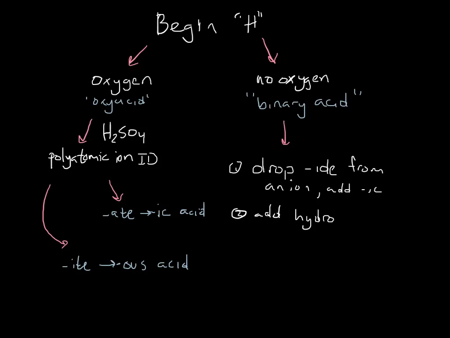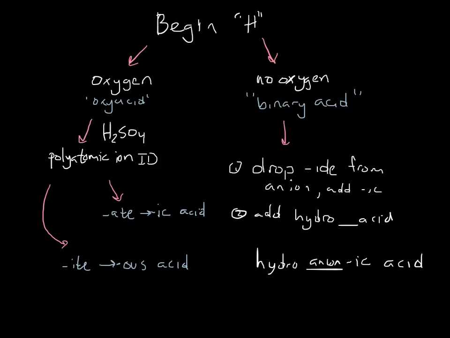And then, obviously, acid. So hydro, anion, acid. The basic formula for a binary acid is hydro, fill in the blank with an anion, ic, acid. So hydrochloric acid, hydrosulfic acid.